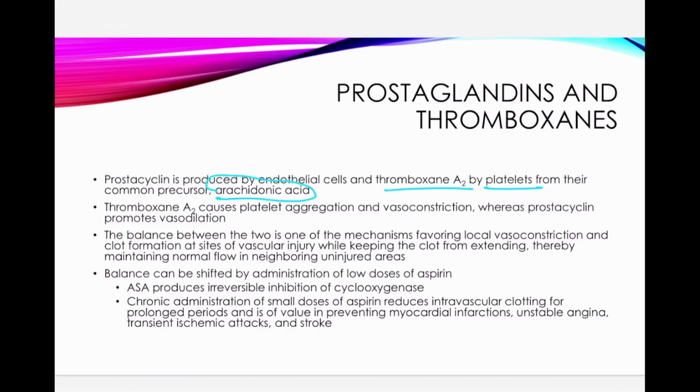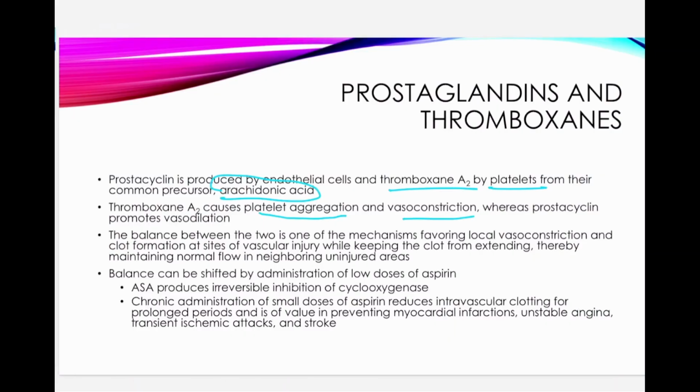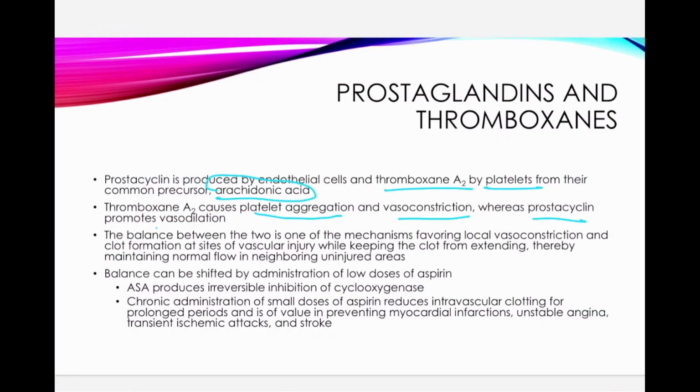Coming there eventually. Okay, thromboxane A2: platelet aggregation and vasoconstriction. But prostacyclin promotes vasodilation, and the balance between these two factors helps maintain your vessel diameter. Now, when we get a clot forming, we keep the clot from extending due to this ability to vasoconstrict and vasodilate. We can keep that plaque from extending on beyond the point of injury.